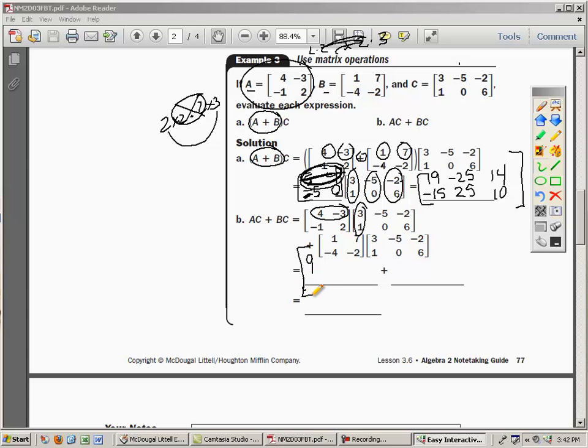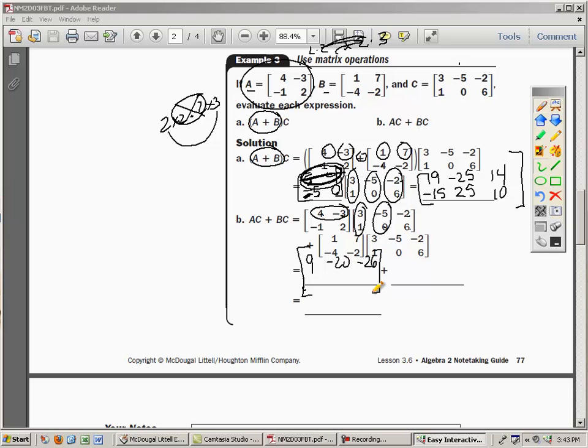And this may take a little bit of space, but I'm going to go ahead and perform the multiplication. 4 times negative 5, negative 3 times 0 is negative 20. 4 times negative 2 is negative 8. 3 times negative 6 is negative 18. And so that's a grand total of negative 26.